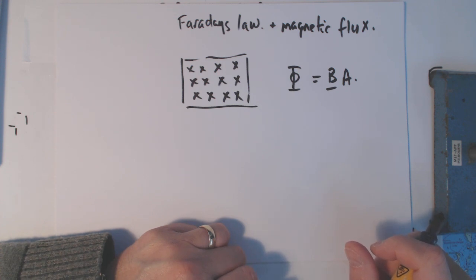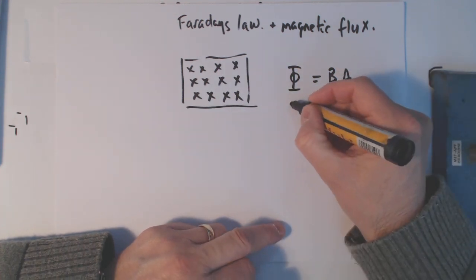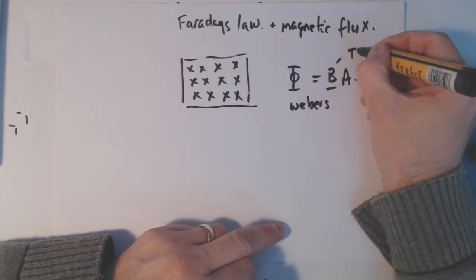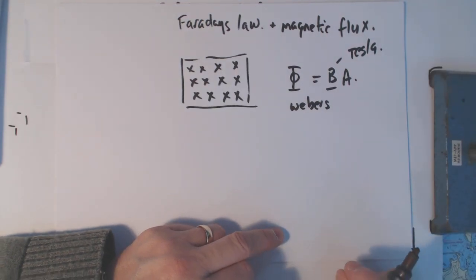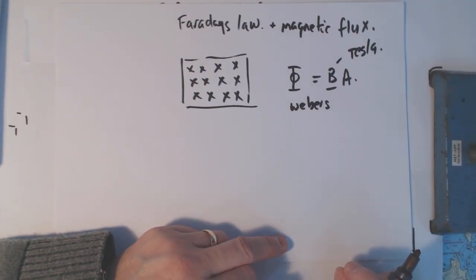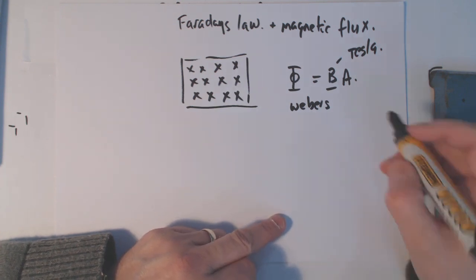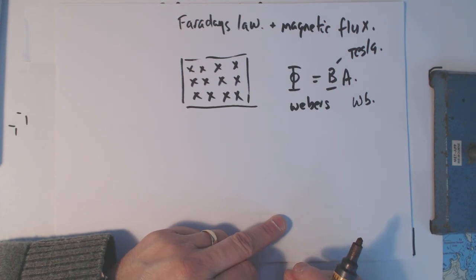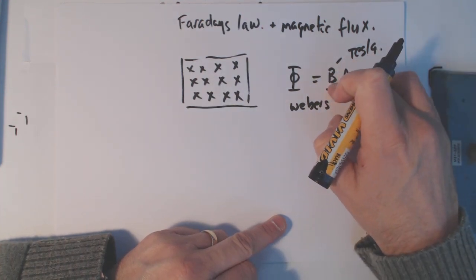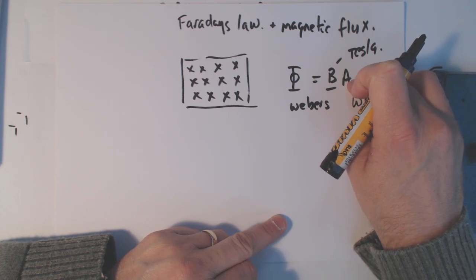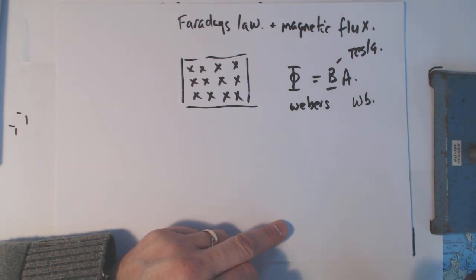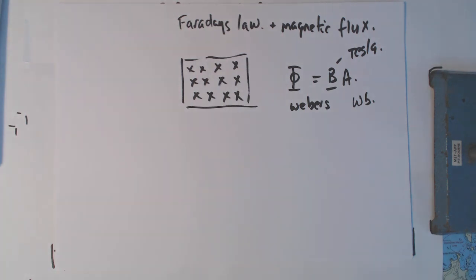Flux is measured in Webers. We know that magnetic field strength was measured in Teslas, after the great electrical engineer Nikola Tesla. Webers, the symbol is Wb. All right, so that's flux. So a Weber is equal to a Tesla square meter, or you could say the magnetic field is equal to Webers per square meter. Now you've had a little look at flux.